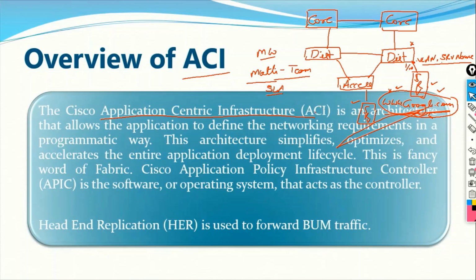If we have the application awareness knowledge, that we know this application is residing on this particular server or this particular location, then we can start the next step instead of involving multiple teams over here. This is the main objective of this application centric infrastructure.